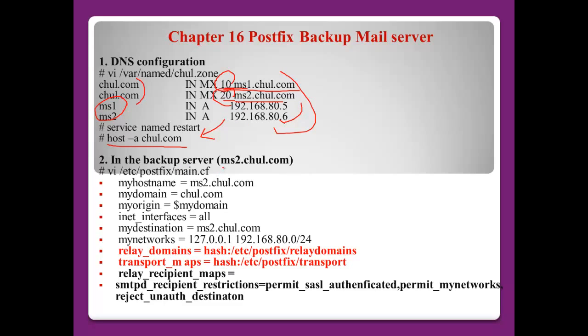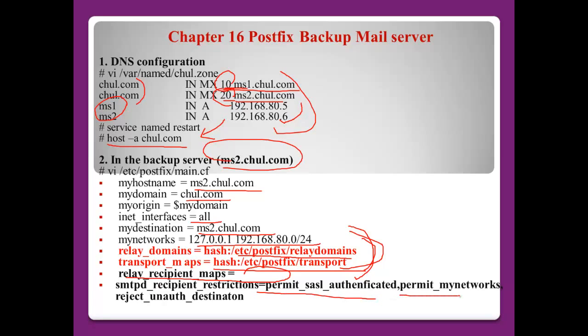Number two, on the backup server, in my case ms2.chal.com, we need to configure like this. Host ms2.chal.com, domain chal.com, interface all, destination ms2.chal.com, and the network address like this. Here we have to configure two files: relay_domains and transport maps, so Postfix transport like this. Using these two files, we will create the hash files to save the information including the virtual domains. Also, the relay recipient maps must be blank, and the SMTP recipient restrictions: permit SASL authenticated, permit the network address, but reject unauthorized destinations.